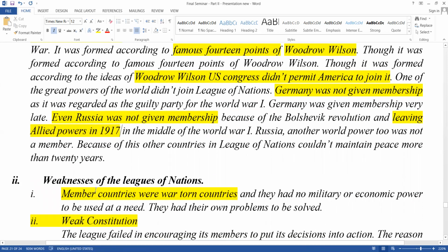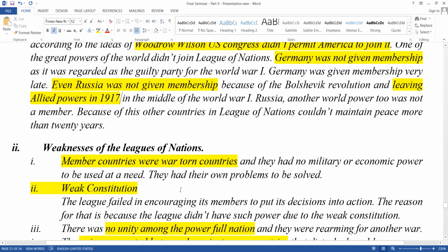What are the weaknesses? Member countries were war-torn, more affected countries, and they could not contribute to protect world peace. And a weak constitution. What is the constitution? The famous 14 points of Woodrow Wilson, the reason why America came to the war, was the only constitution. So they could not take any decisions using this weak constitution.